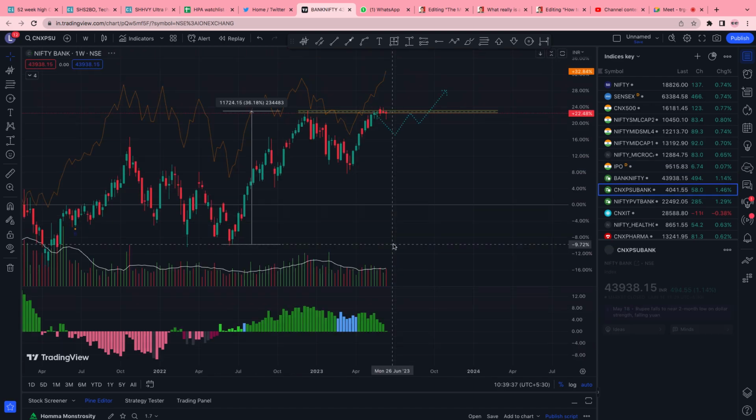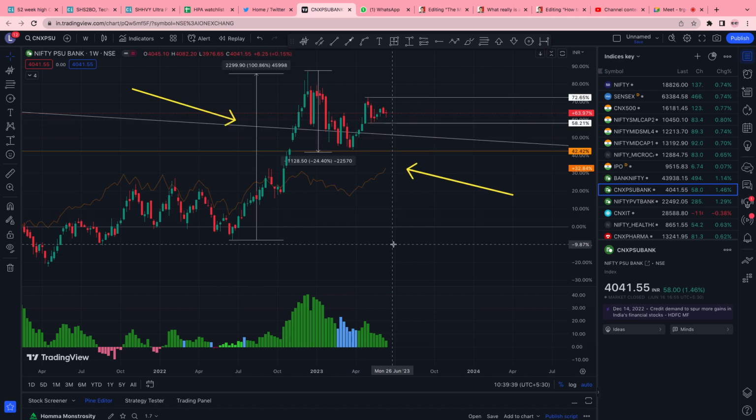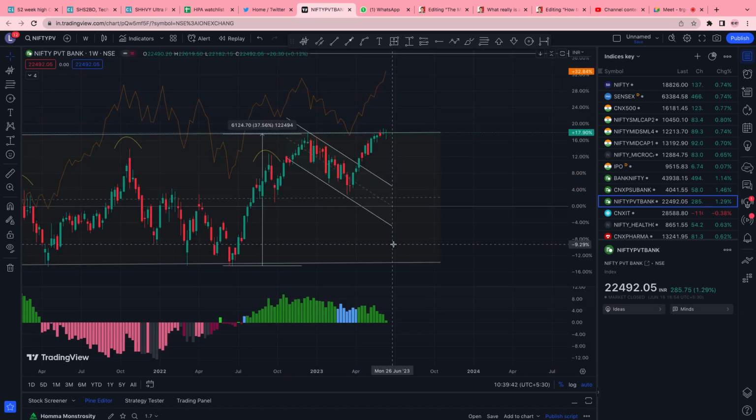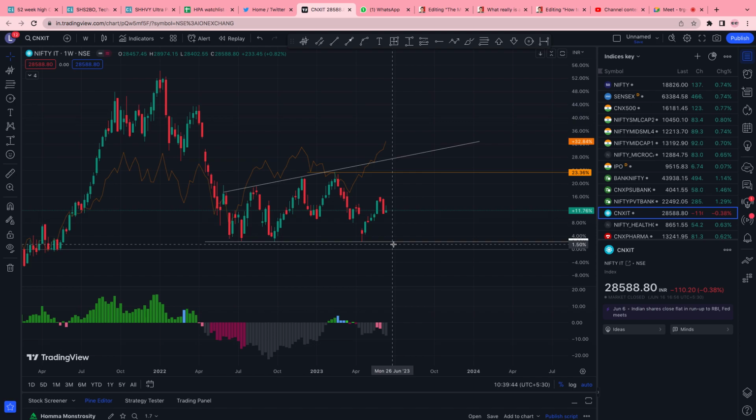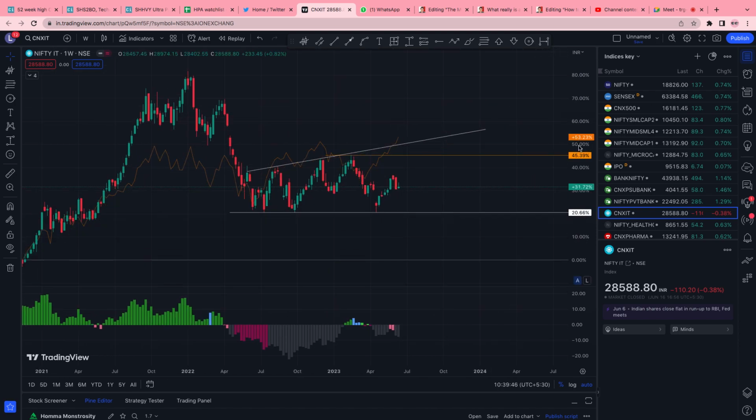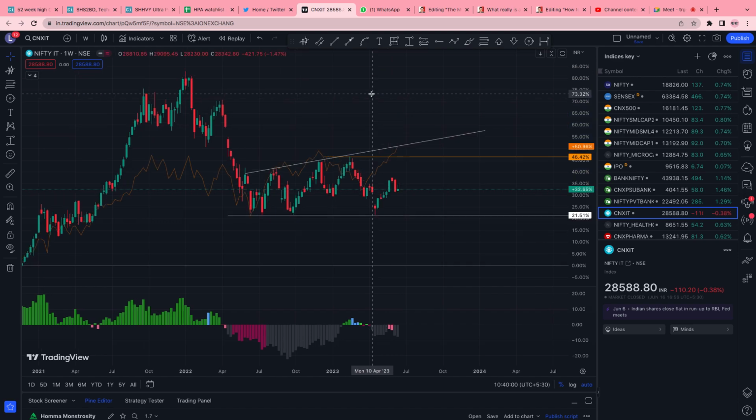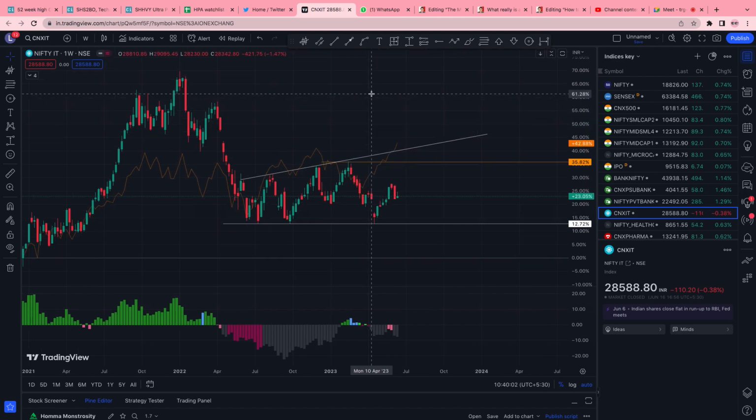Banks still at ATH. Nifty PSU still at ATH. Private bank at around ATH. So Nifty IT, at least from the index, is almost the worst performing sector right now. Why? Because you see, it is still a long way below the previous high. 38% away from the previous high. So this is a sector which is not performing well.